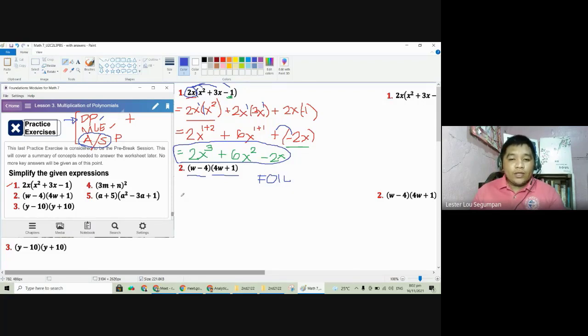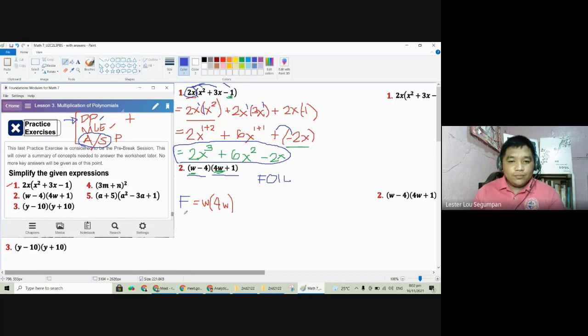And what is that? When I talk about F, we are going to multiply the first terms of each binomial. That is why it is called F. The first terms of each binomial. Looking at this binomial here, the first term is w. And for the second binomial, the first term is 4w. So for the F acronym, we are going to multiply the first terms w times 4w. Notice I am using again parentheses to denote the operation of multiplication. This is just for the F acronym, first terms of each binomial.